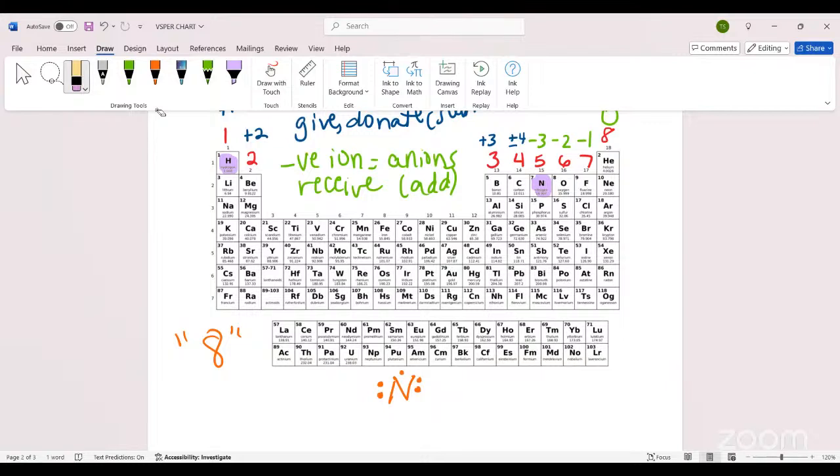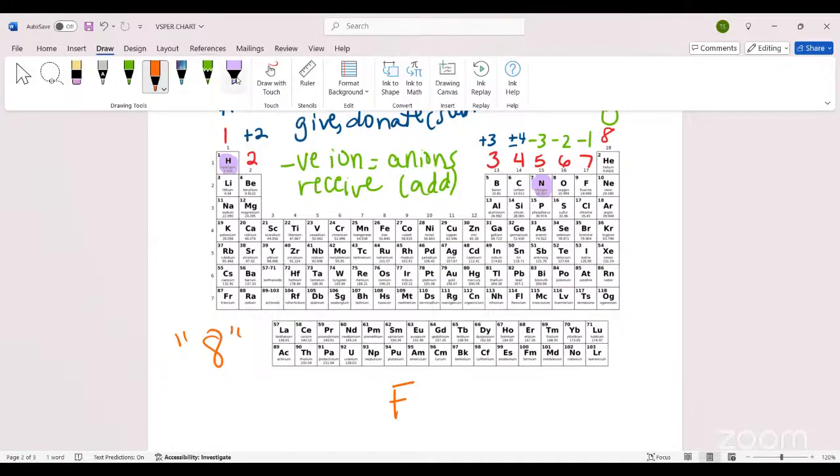It provided 5 valence electrons. It needs 3 more. That's just one element. Let's look at another one. Let's take a look at fluorine, which is the most electronegative element of them all.